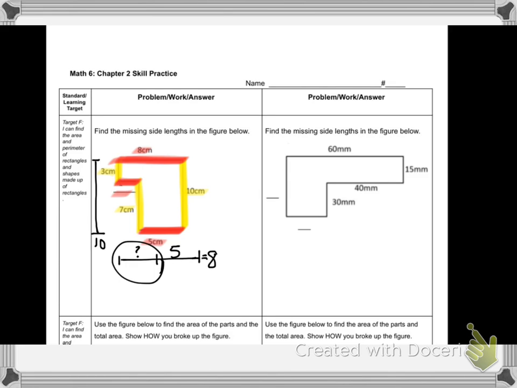Pause the video, finish this question, and then do the similar skill to the right.